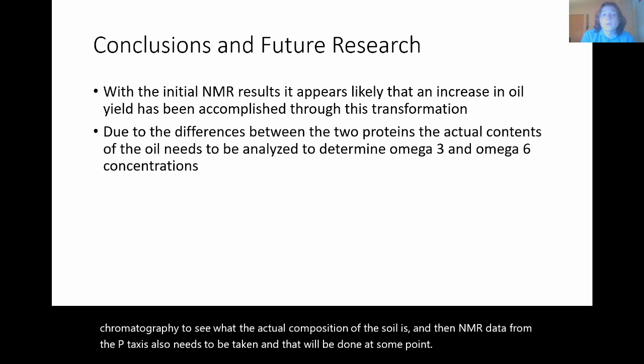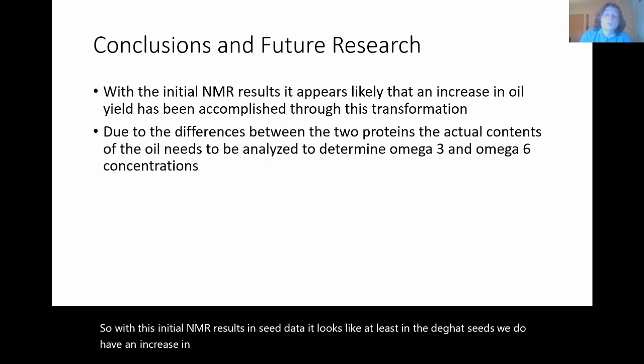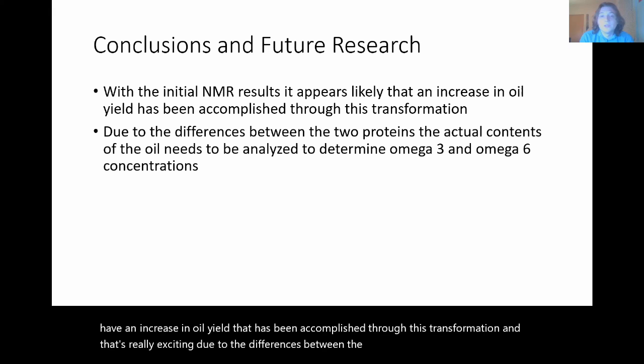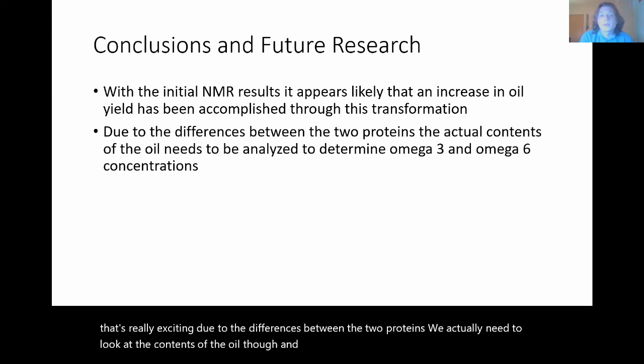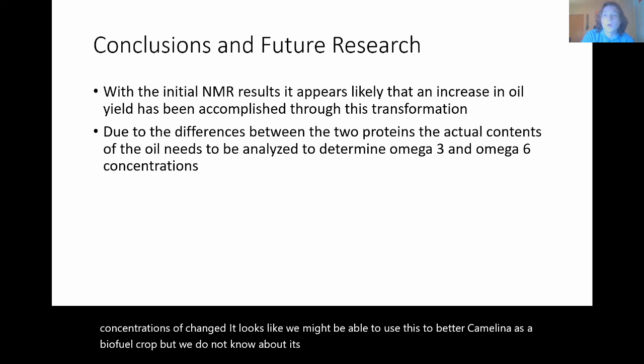So with this initial NMR results and seed data, it looks like, at least in the DGAT seeds, we do have an increase in oil yield that has been accomplished through this transformation, and that's really exciting. Due to the differences between the two proteins, we actually need to look at the contents of the oil, though, and analyze that to determine if the omega-3 and omega-6 concentrations have changed. It looks like we might be able to use this to better Camelina as a biofuel crop, but we do not know about its oil potential right now for cooking or health benefits.